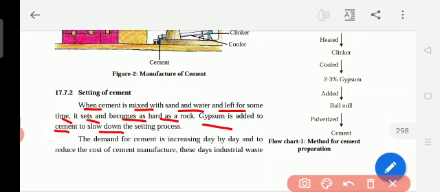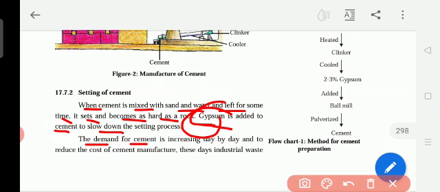So why do we add it? When the cement is mixed with the sand and the water, it becomes very hard. So that is why we add the gypsum, to slow down the hardening. Okay, that is why we add the gypsum.